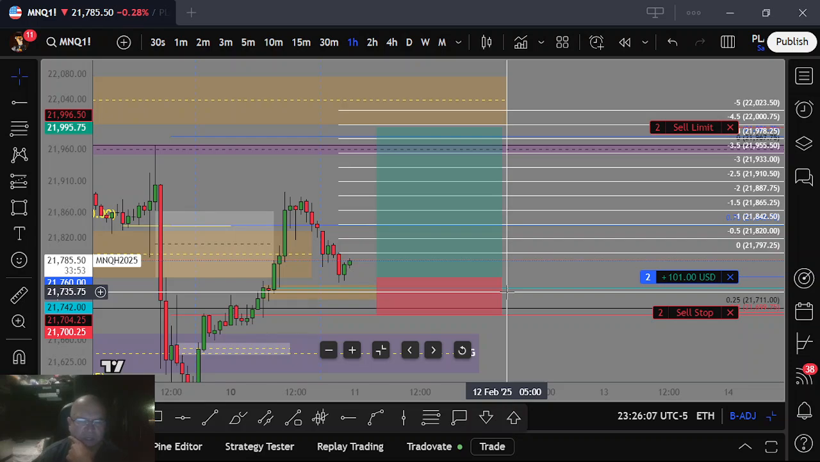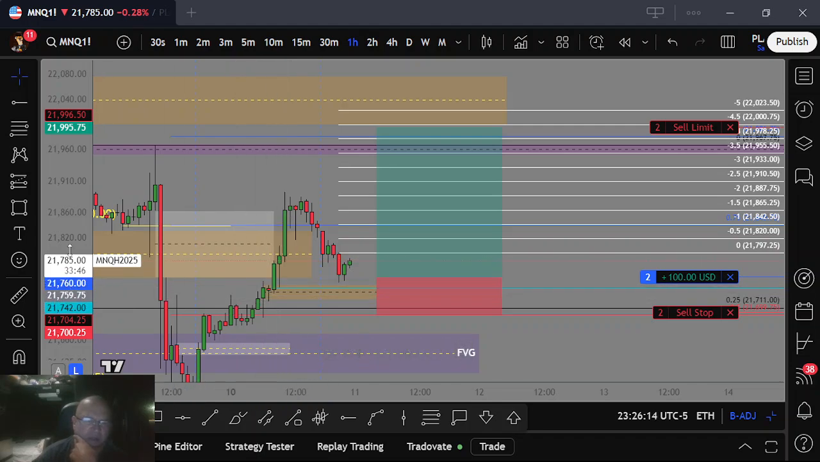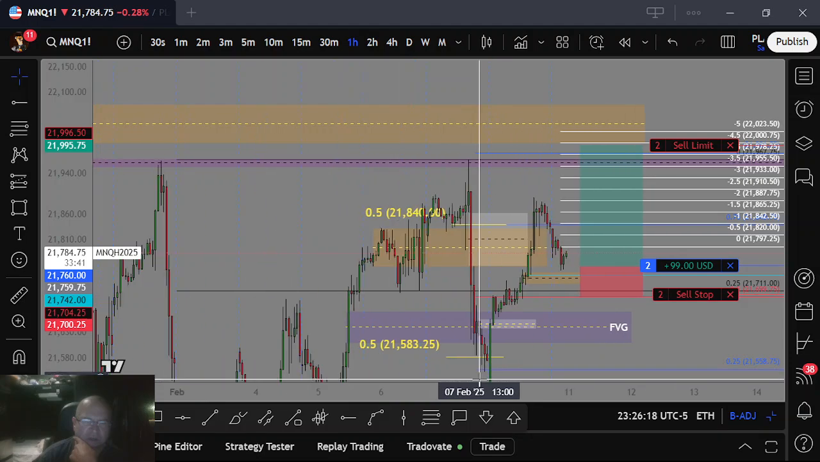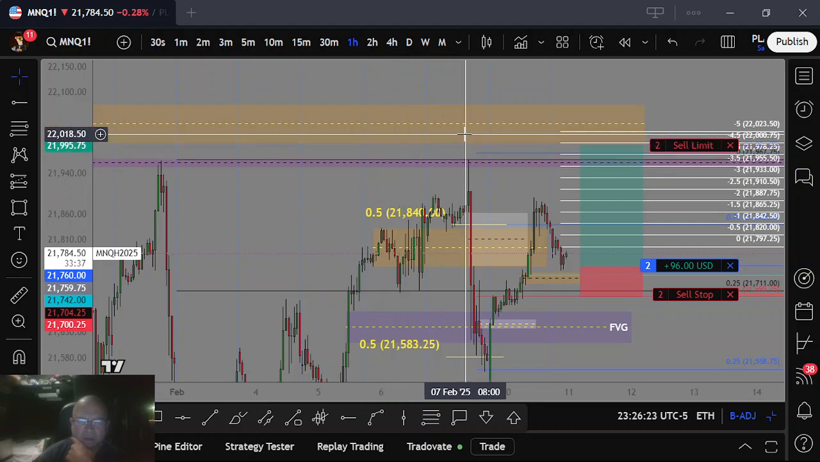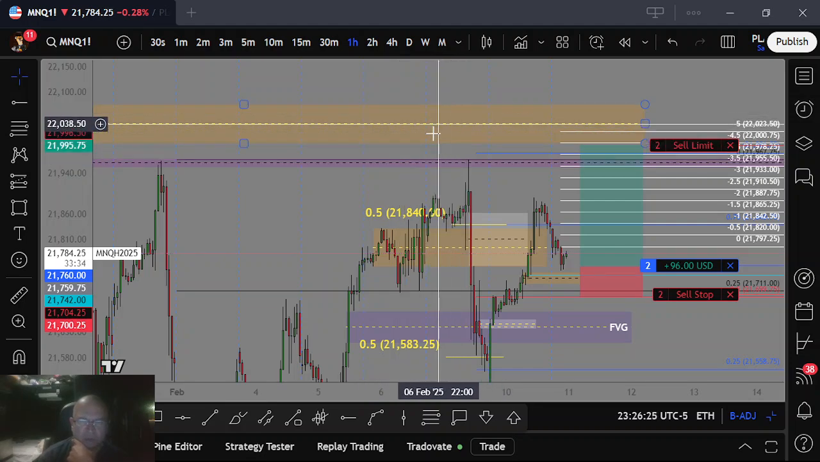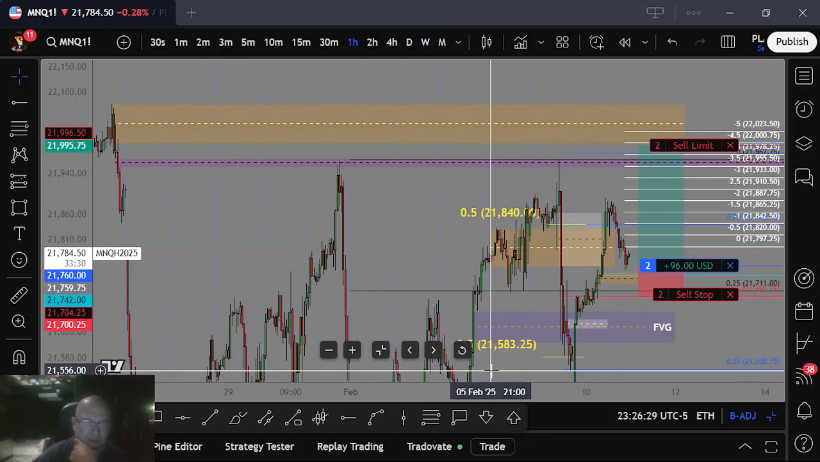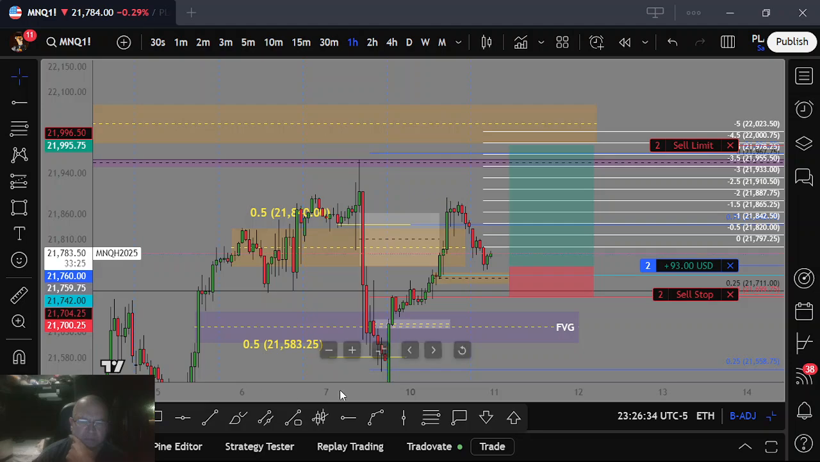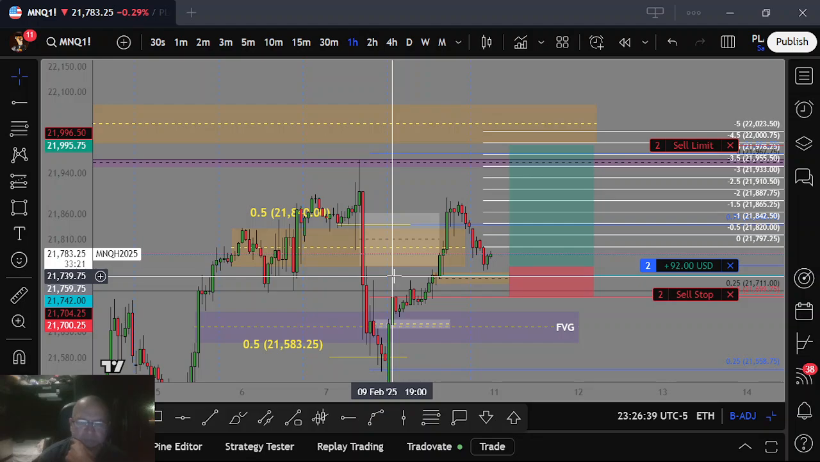Okay, so we have this 1 hour order block here. I believe the draw on liquidity are these equal highs that will get us into this 1 hour order block up here. Let me just double check that. Yeah, that's a 1 hour order block. So I believe that is the draw on liquidity.